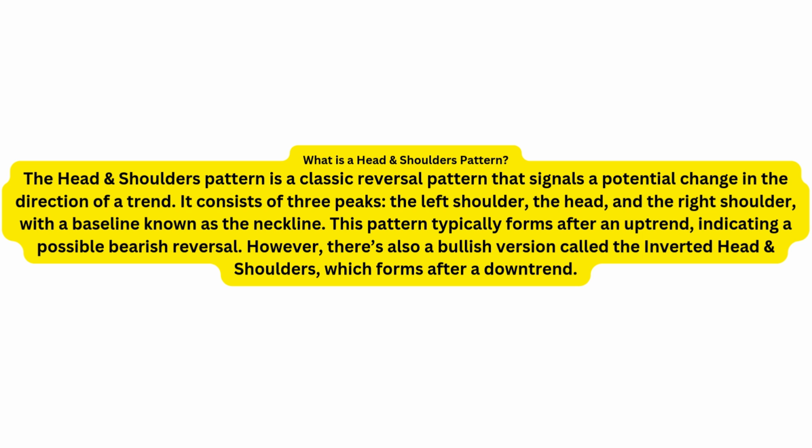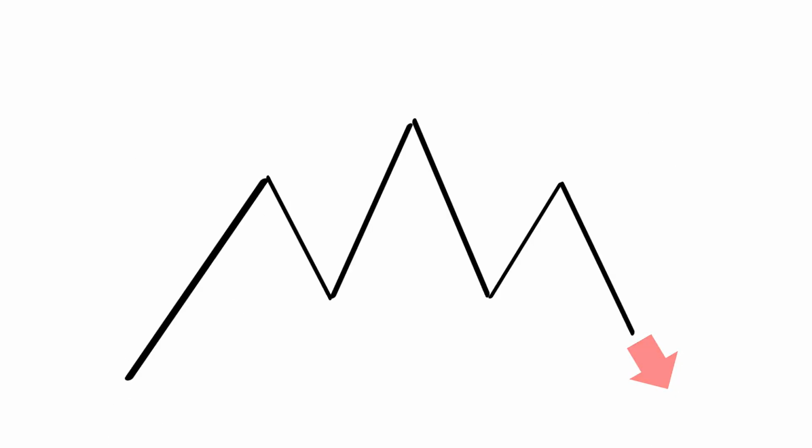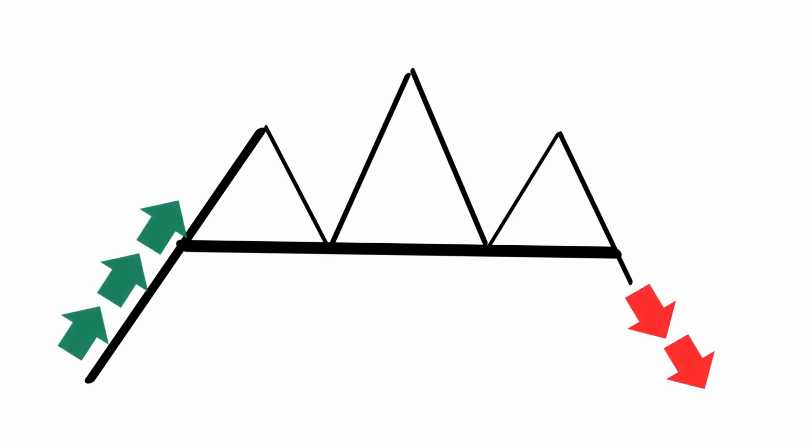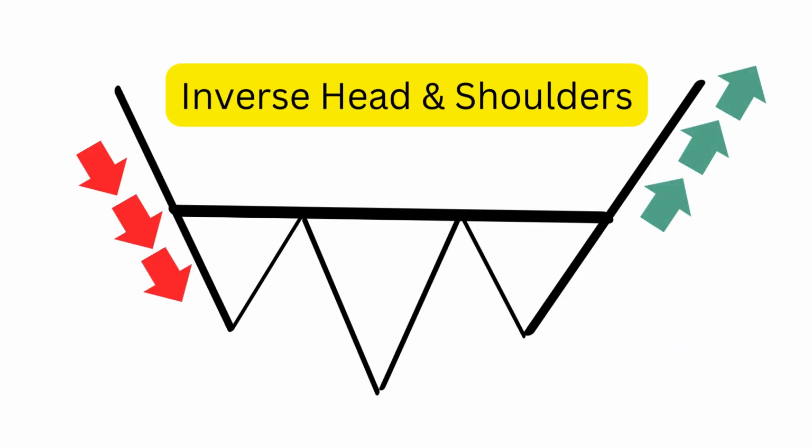Let's get started. What is a Head and Shoulders pattern? The Head and Shoulders pattern is a classic reversal pattern that signals a potential change in the direction of a trend. It consists of 3 peaks, the left shoulder, the head, and the right shoulder, with a baseline known as the neckline. This pattern typically forms after an uptrend, indicating a possible bearish reversal. However, there's also a bullish version called the inverted head and shoulders, which forms after a downtrend.